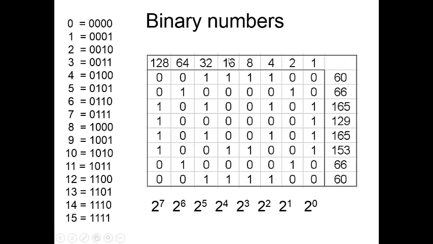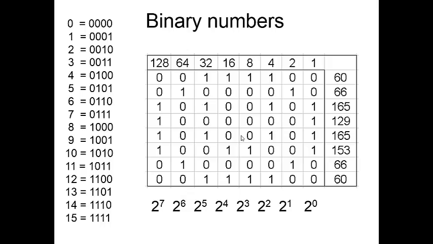Now, these 64, 128, these are factors of 2. So they're all going to be factors of 2. For 1, it's going to be 2 to the power of 0. For 2, it's 2 to the power of 1. For 4, it's 2 to the power of 2. For 8, it's 2 to the power of 3. So I can recognize that these are the key factors I need to know in a binary system.